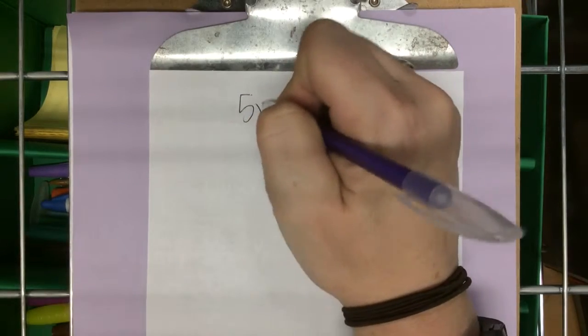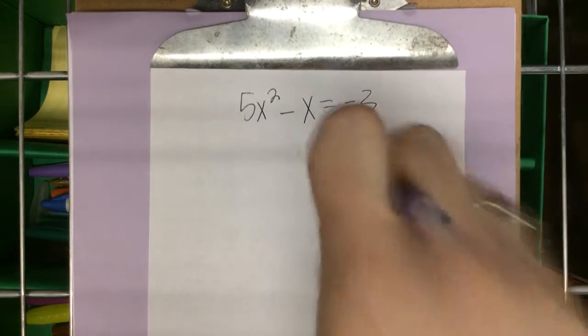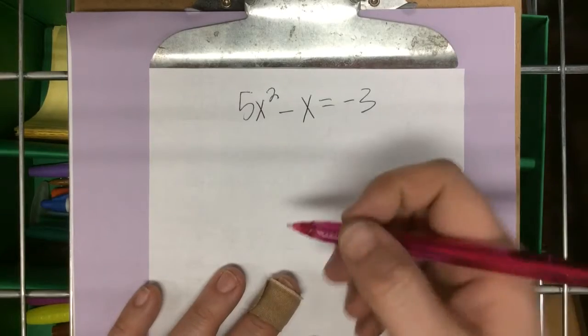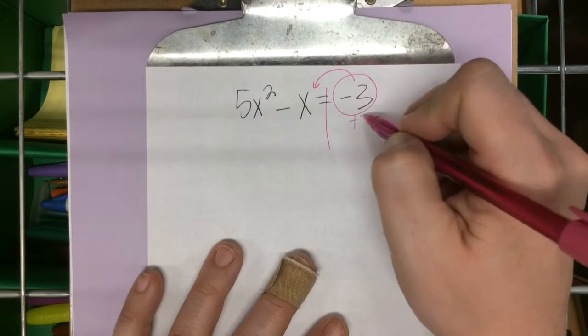Flip it over. Let's try this one. Oh, I didn't write it down. Okay, here we go. Write this one down. 5x squared minus x equals negative 3. Four easy steps to the quadratic formula. First easy step is standard form. Is this standard form? Can you make it standard form? This guy has to move over. So I add 3.